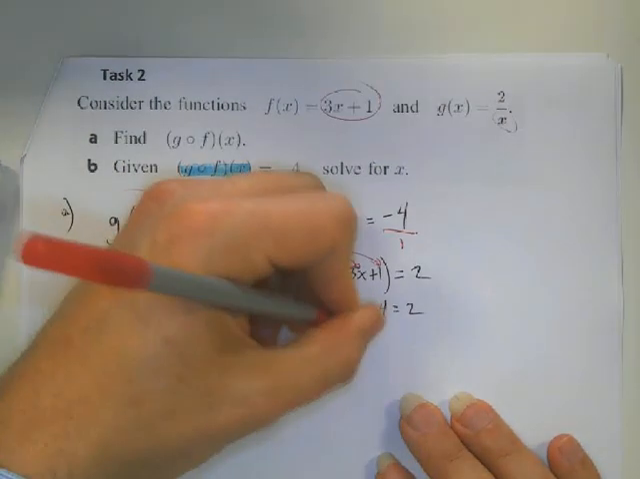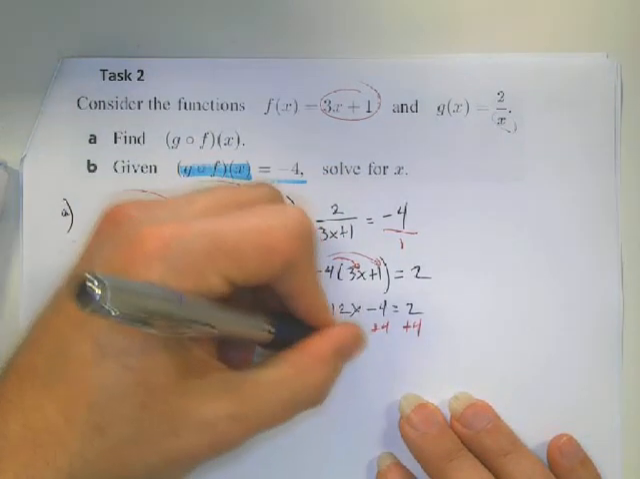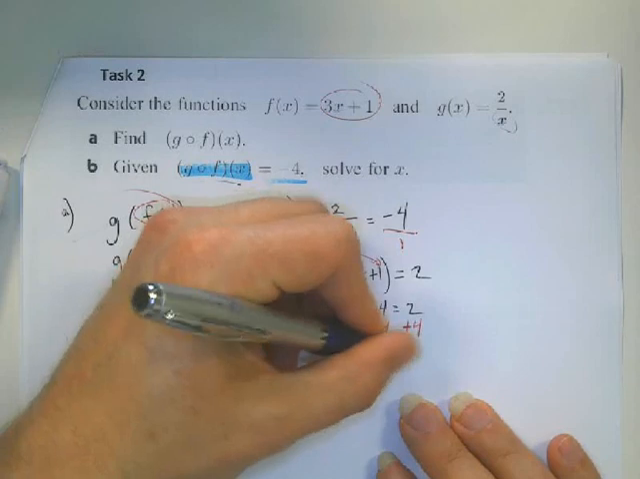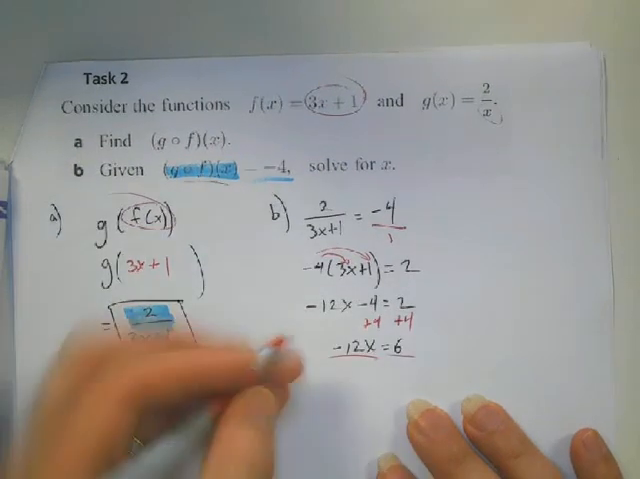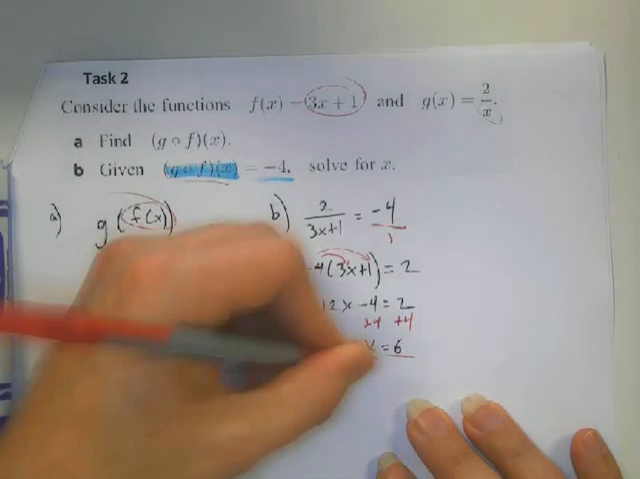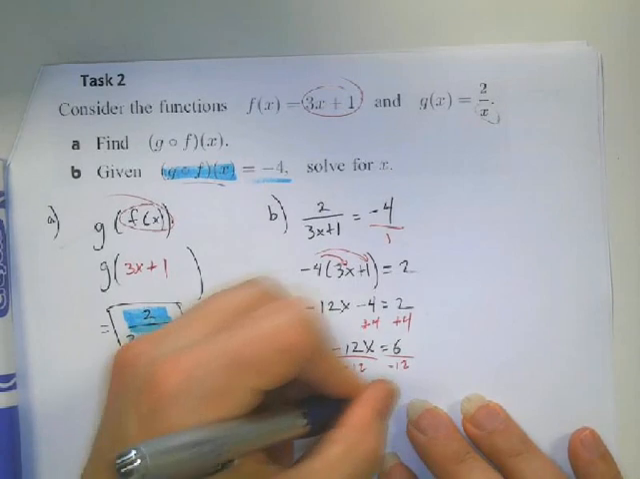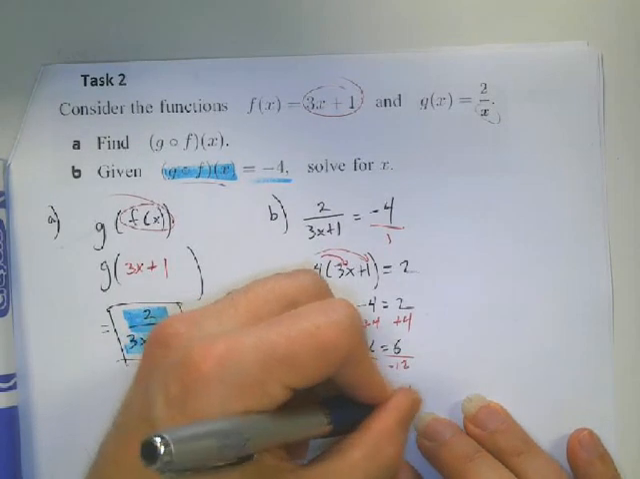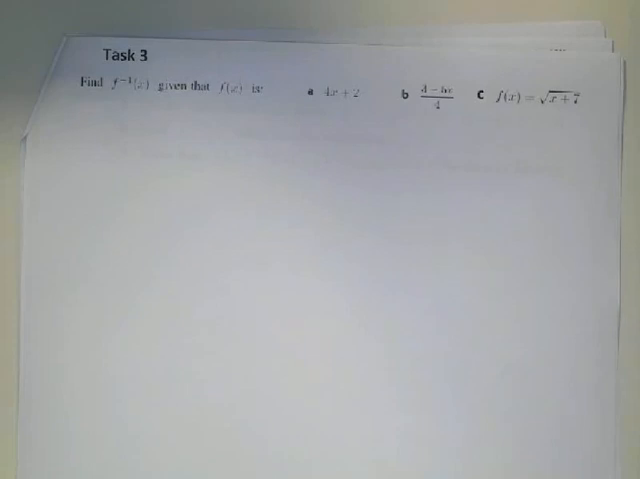Let's add 4 on both sides, and then I get -12x equals 6. Almost done. Last step, divide by -12, and we get x equals -1/2. Okay, task 3. Hit pause if you need to, or rewind if you need to come back to what we've done.